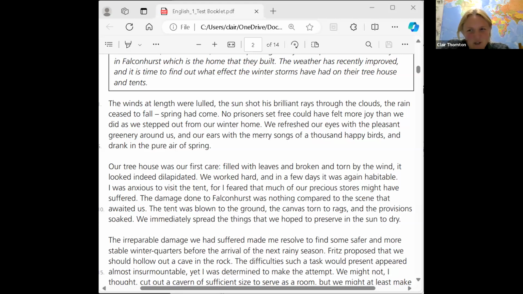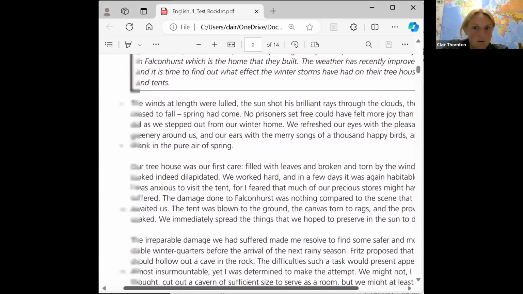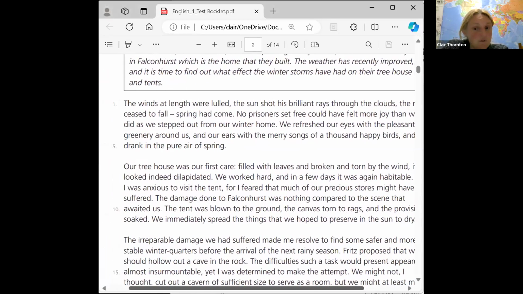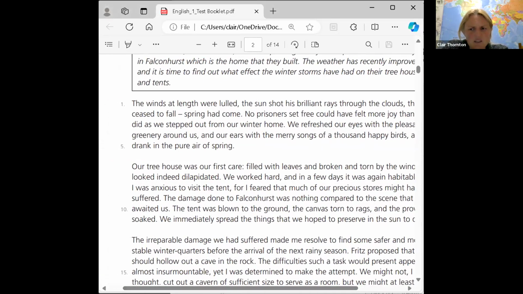Did they get used to the damage in the treehouse? That's not what it's saying at all. What it's saying is, if I just move this over a little bit, what it's actually saying is that their first priority was to fix the treehouse, first care. It looked indeed dilapidated, worked hard, in a few days it was again habitable. Now, because of that, soon got used to the damage doesn't make any sense, does it? Because that isn't what actually happened at all. But let me just move this over so we can see this a little bit better.